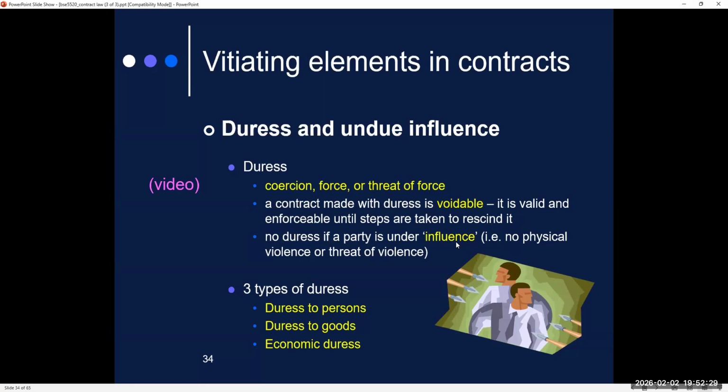No duress if a party is under the influence only. Now, undue influence is different from duress. Okay? Duress is with force, threats. Influence, no physical violence or threat of violence. Okay? So these two terms are different, influence and duress. Duress is more serious. And for duress, there are actually 3 types of duress. Okay, here maybe I show you a short video, and you can better understand the meaning of duress and undue influence.